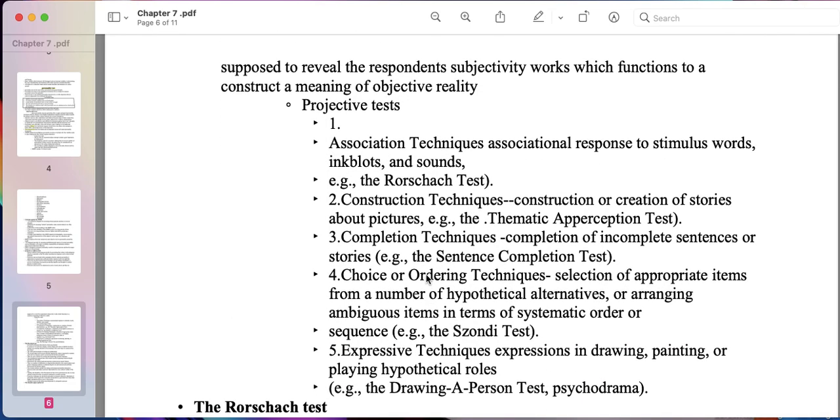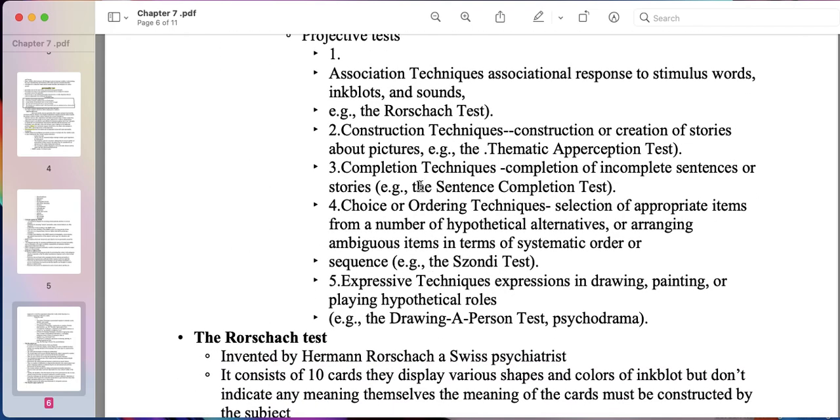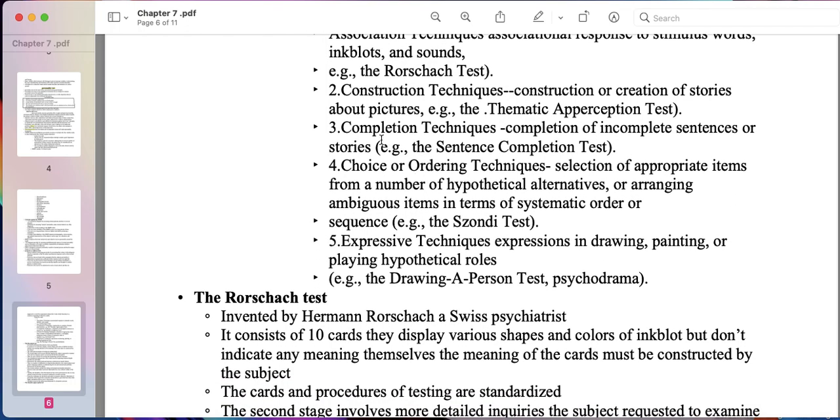And then we talk about the projective tests. The first one is the association technique. An association response to stimulus words, ink blots, and sounds. An example of this is the Rorschach test. Then we have construction techniques. Construction or creation of stories about pictures. An example of this is the Thematic Apperception Test. Then we have the completion techniques of incomplete sentences or stories.